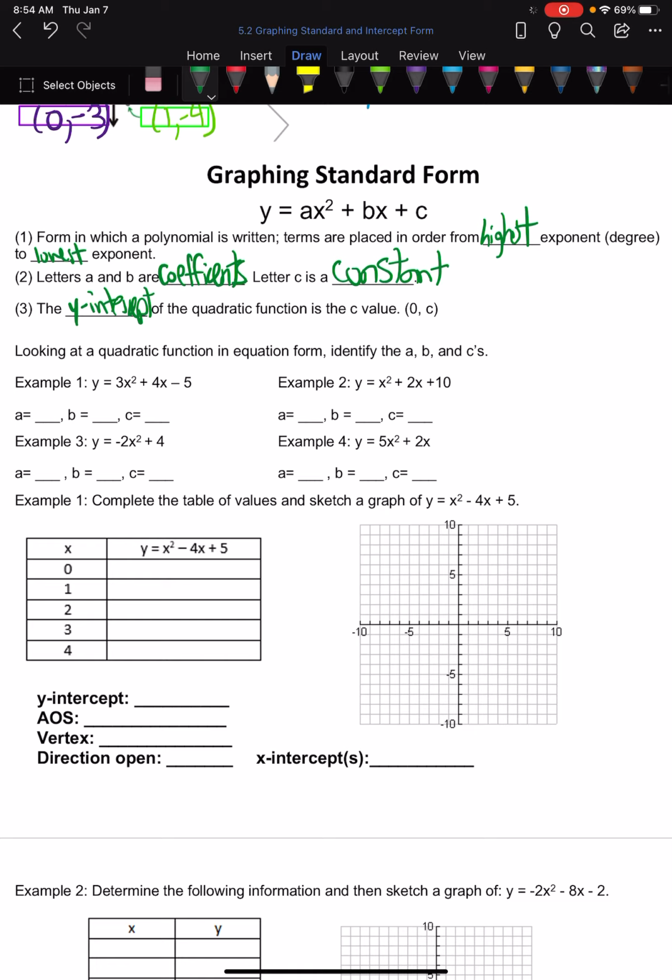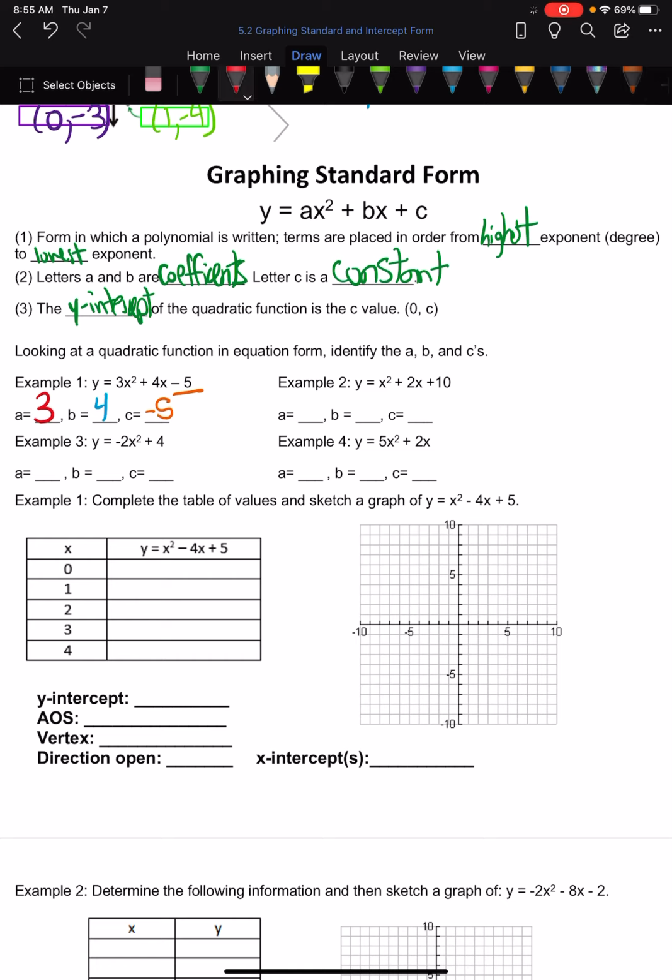So let's look at examples 1, 2, 3, and 4. It says to look at the quadratic function in equation form and identify the a's, b's, and c's. Example 1 says y equals 3x squared plus 4x minus 5. Let's look at our a value first. This is the coefficient on our highest order term, so our a value is 3. My b value is the coefficient on my x term. It's 4x, so my b value is 4. And then my c value, and we've got to take our sign with us, is -5. So make sure you're looking at your signs.